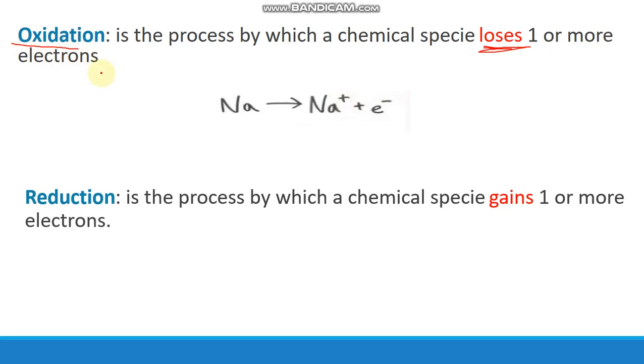The second one is called reduction. Reduction is the process by which a chemical species gains one or more electrons. So when a chemical species gains an electron, it can gain one or more electrons, and it's called reduction. For example, here Cl is gaining one electron to become Cl-. So Cl here undergoes reduction because it gained one electron.